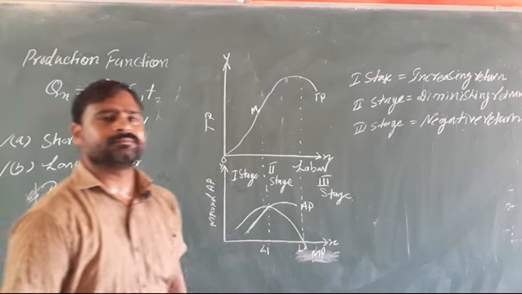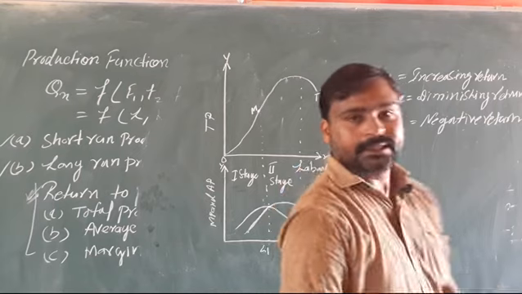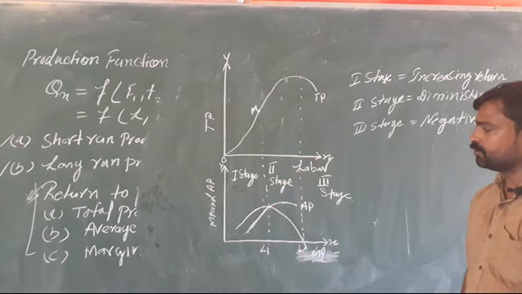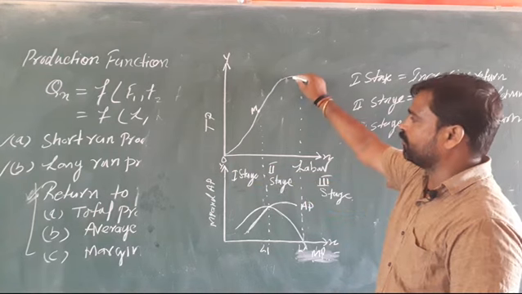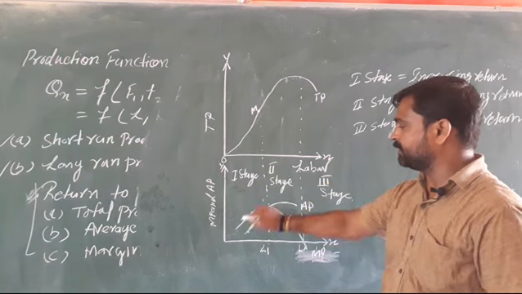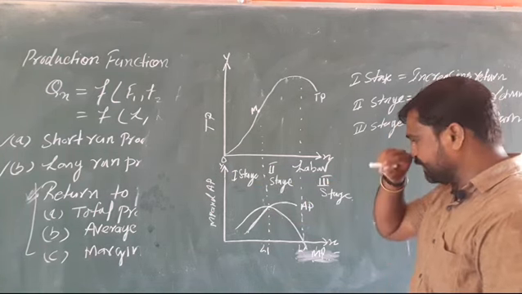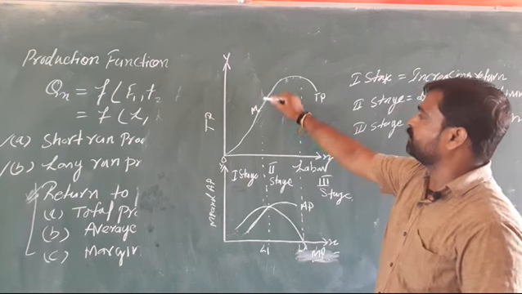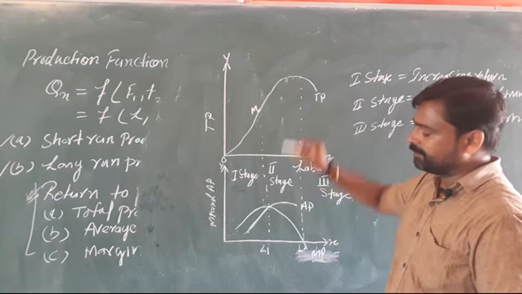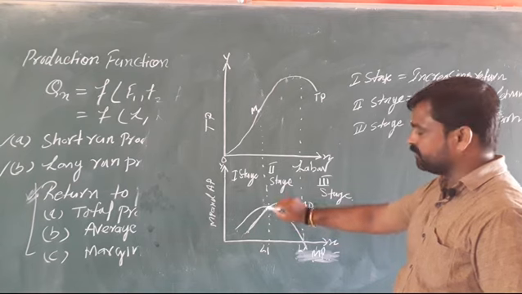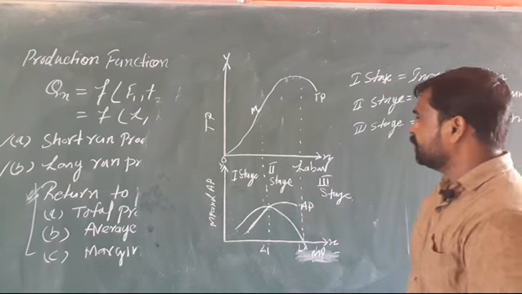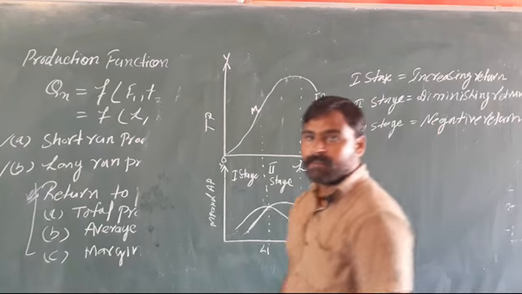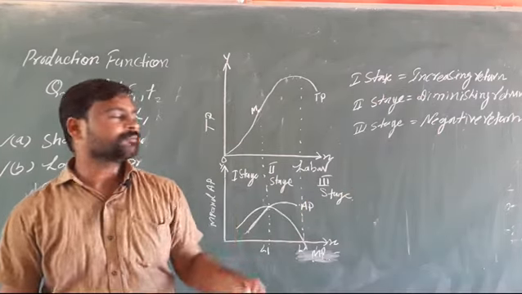Now there is a question: in which stage should a producer produce? So we already know about all three stages. In the first stage, total product increases at an increasing rate, marginal product increases, and average product increases. In the second stage, total product increases at a decreasing rate, marginal product starts decreasing, and average product also decreases. And in the third stage, the last stage, total product starts decreasing and marginal product becomes negative.